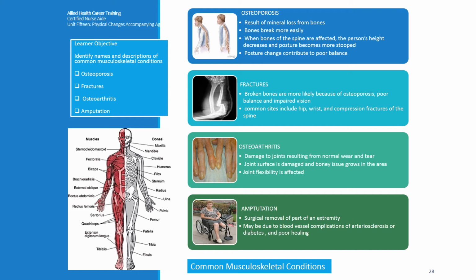Osteoporosis. This is a result of mineral loss from bones, and your bones are going to break a lot more easily. So, a lot of times when you hear of someone breaking a hip, if they have osteoporosis, a lot of times it's not that the person fell and broke their hip as a result of the fall. It's that their hip broke and they fell as a result of the break. So that can happen quite commonly with osteoporosis.